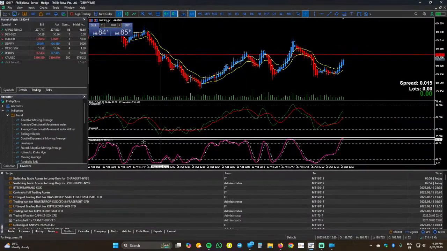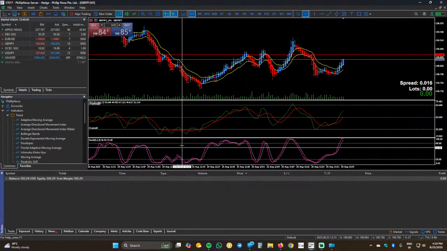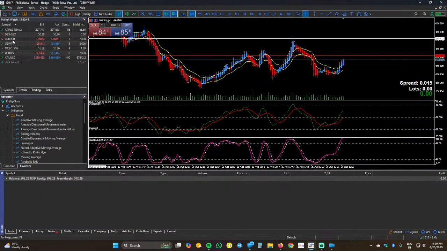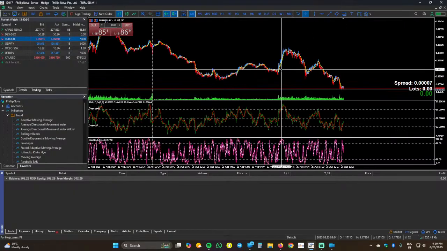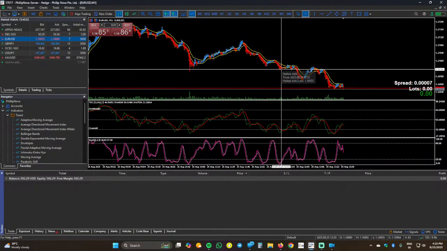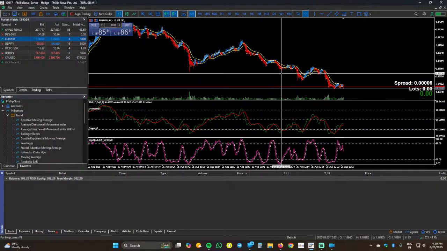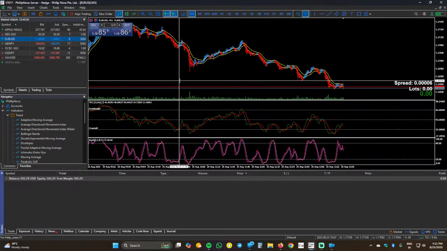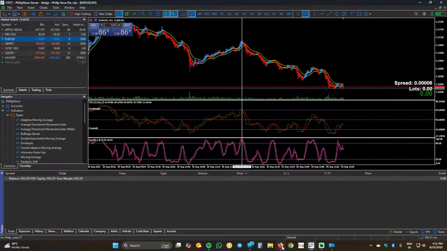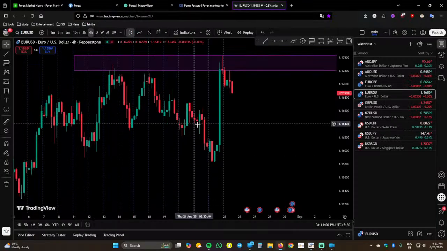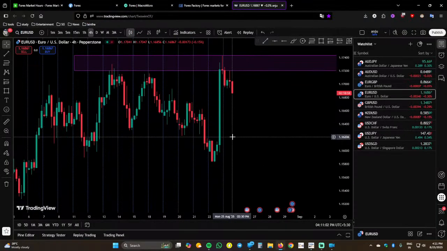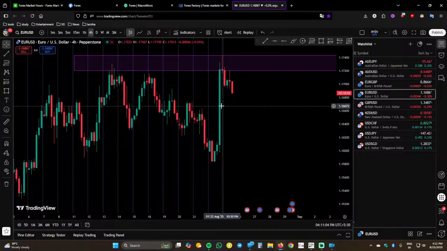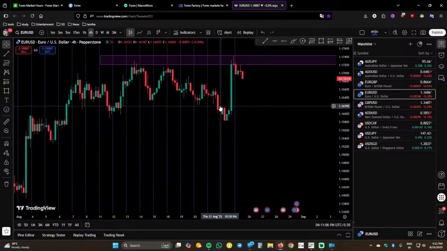So going back to our trading platform, Euro USD. We'll be looking at short setups until we see a certain price movement to the upside. So we'll see short setups.